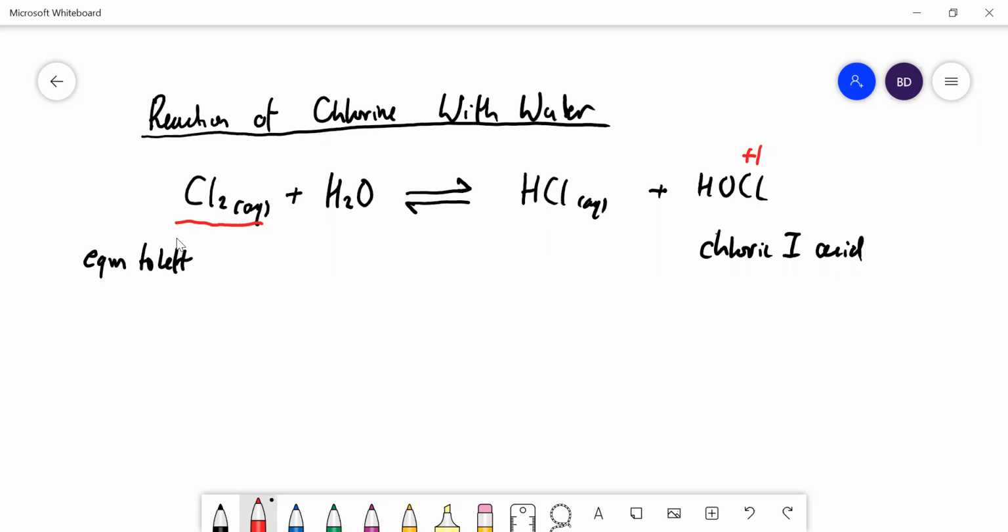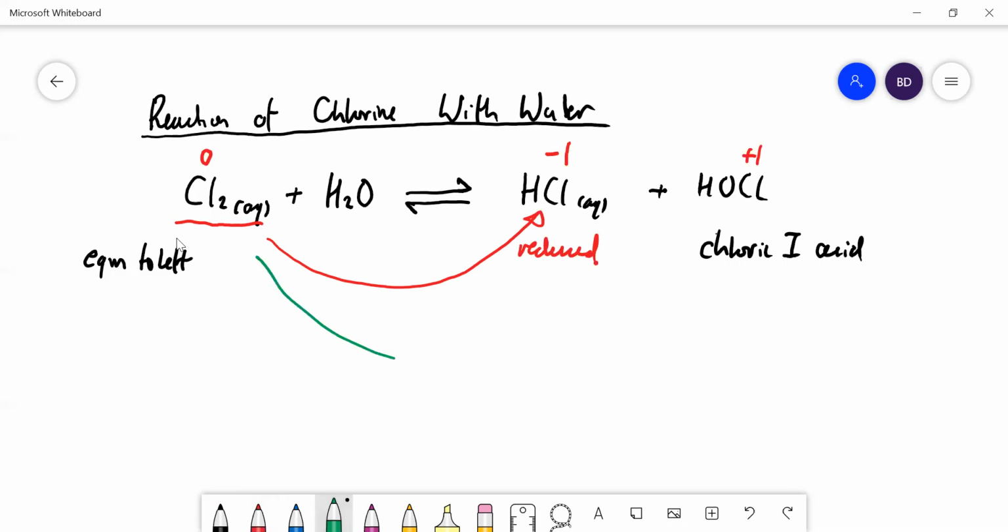Now, if we look at what's going on in this reaction, look at the oxidation numbers of chlorine. Right here, chlorine's got an oxidation number of 0, uncombined element. And here, hydrogen is always +1, so the chlorine there is chloride, so it's -1, and here it's +1. So you can see that one of the chlorines has become reduced, and the other one has become oxidized. So this is a disproportionation reaction.